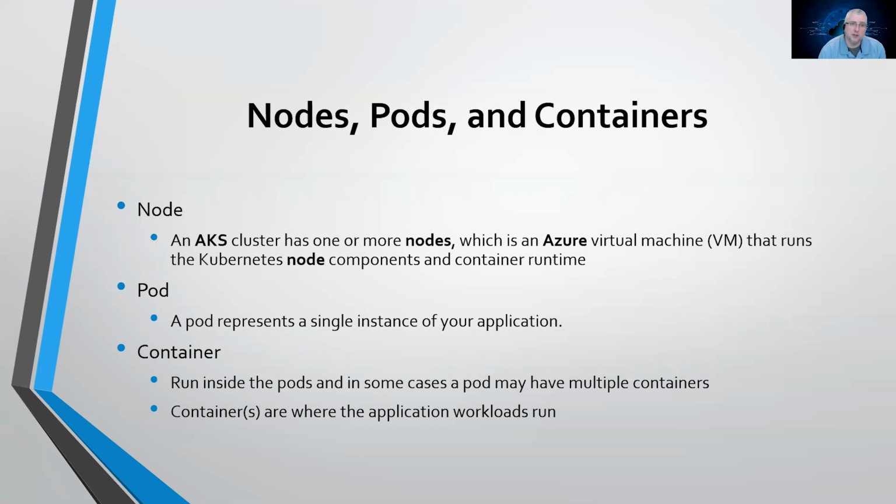And here we go, a node. A cluster has one or more nodes, which is a VM. It's just a virtual machine with the Kubernetes components and a container runtime on it. The pod is the single instance of your application, and the container runs inside your pods. So that's something you have to look at. All right. Now, containers are where the application workloads actually run.